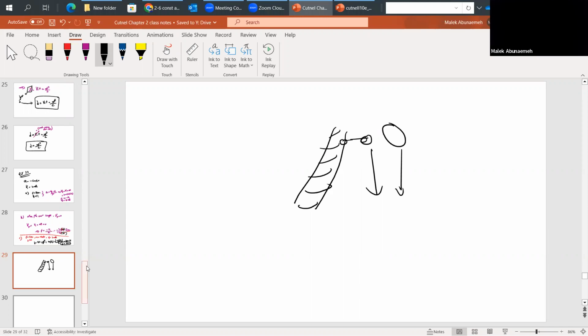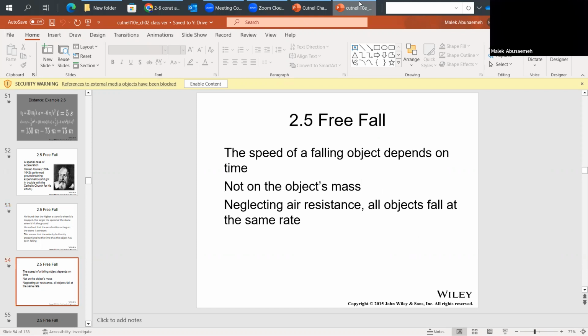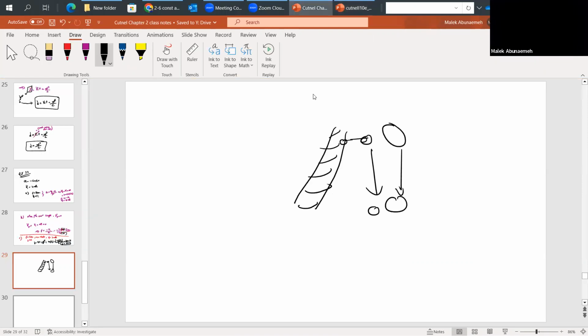That means you realize that the acceleration acting on both stones is constant. That means the velocity is directly proportional to the time that the object has been falling. So he found that the higher the stone is when they drop, the larger the speed of the stone, and the acceleration acting on the stone is constant. That means the speed of the falling object depends on the time, not the object's mass. Again, for both balls, when they came down, they both arrived at the same time down here.